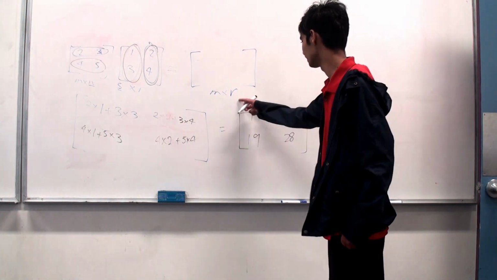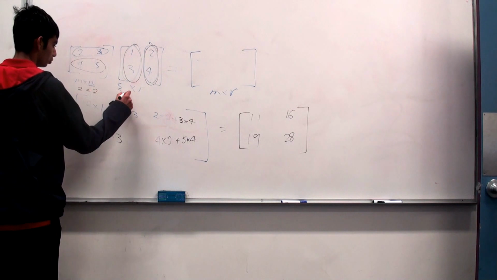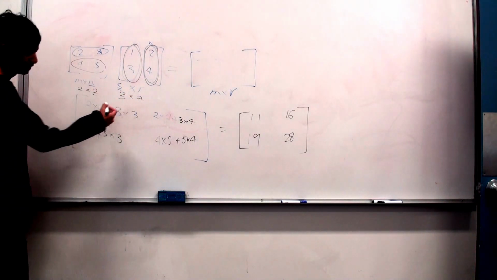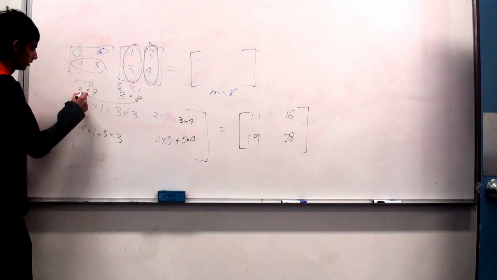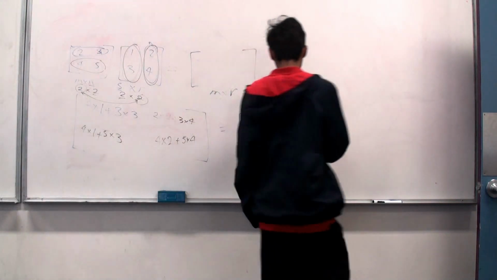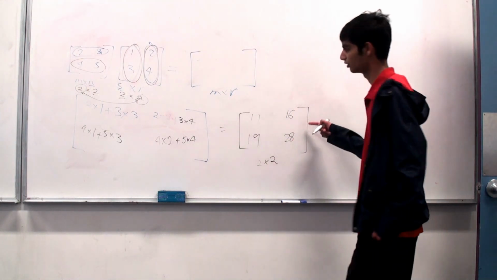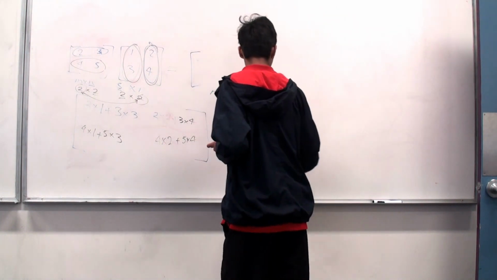And as you can see, it is an m by r matrix. So here we have a 2 by 2 matrix and a 2 by 2 matrix. So we check the inner two terms. They are equal, which means multiplication is defined. And the outer two terms give an m by r matrix, 2 by 2. And as you can see, this is a 2 by 2 matrix. That is matrix multiplication. We'll do another example with different dimensions.